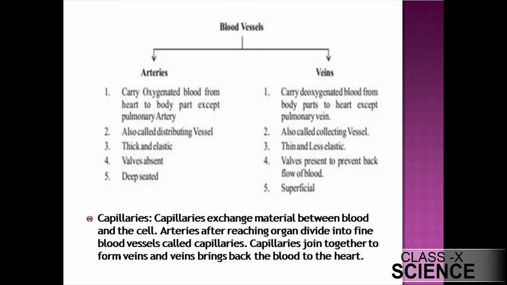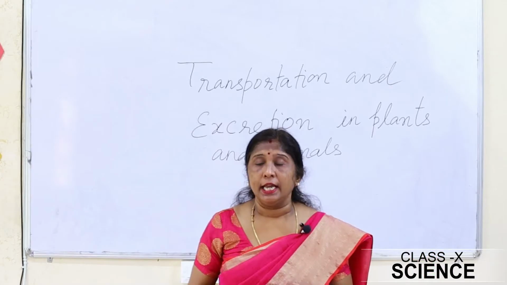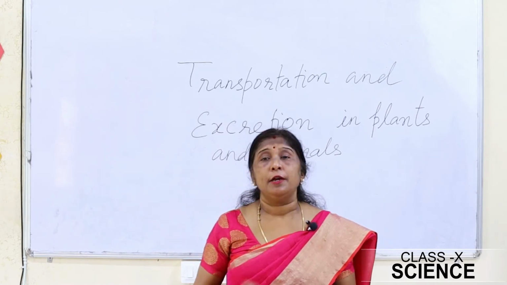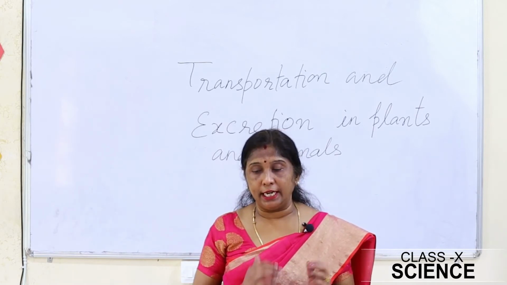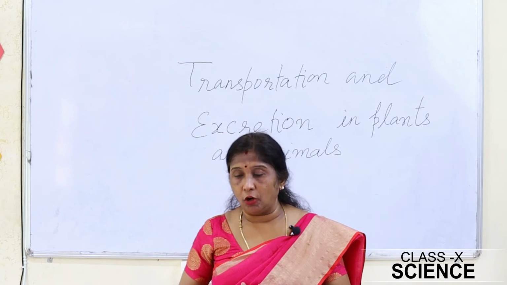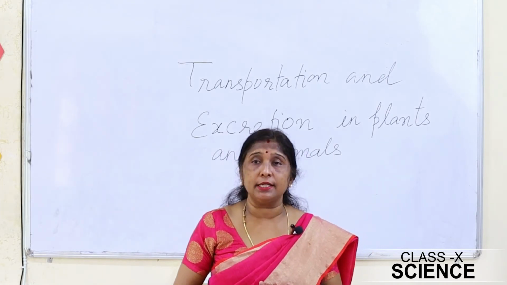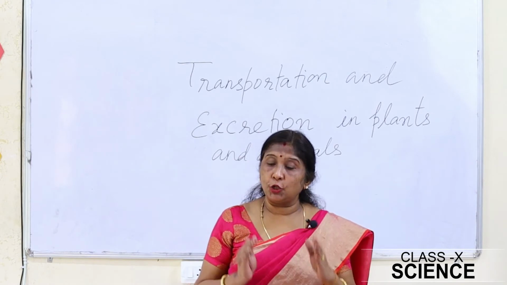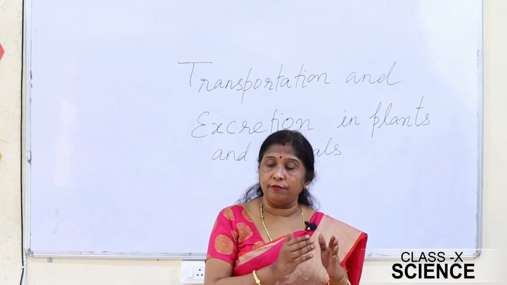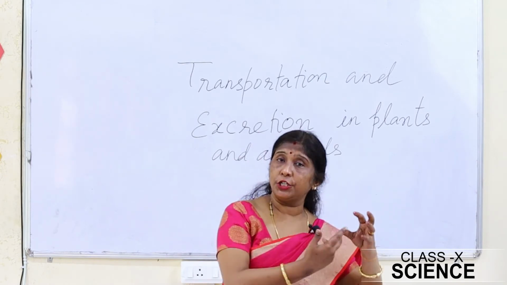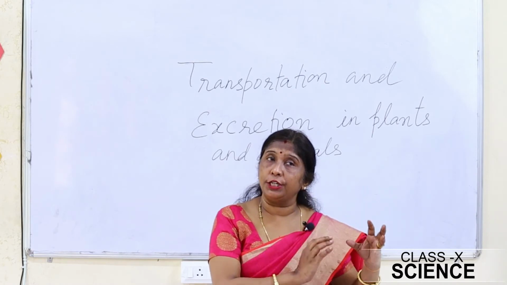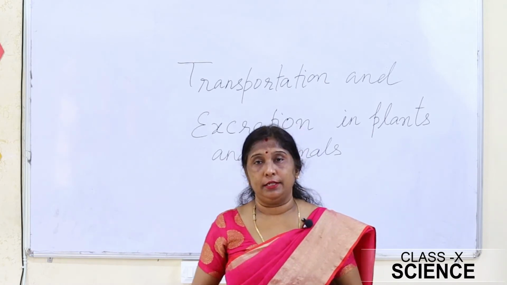Next, the blood vessels are capillaries. Capillaries are very thin blood vessels and they exchange material between the blood and the cells. The arteries, after reaching the organ, divide into fine vessels. These vessels are called capillaries, and then capillaries join together to form the veins, and the veins bring back the deoxygenated blood from the organs or tissues back to the heart.